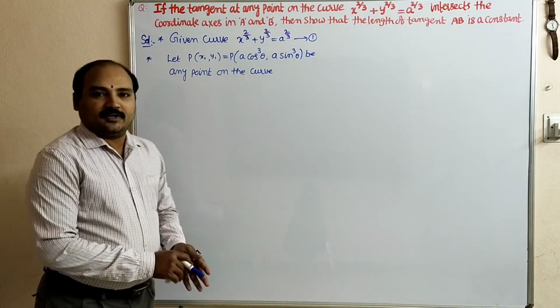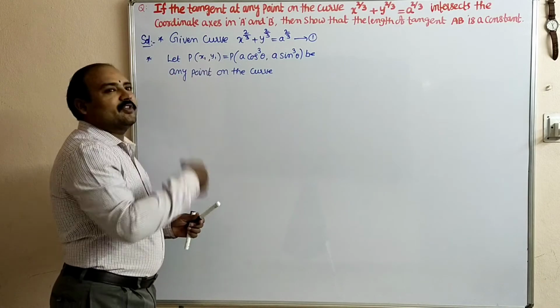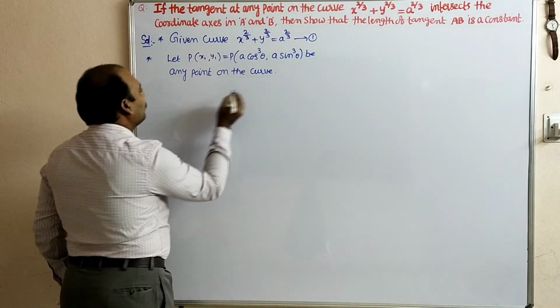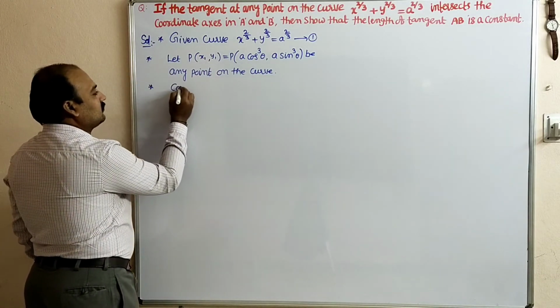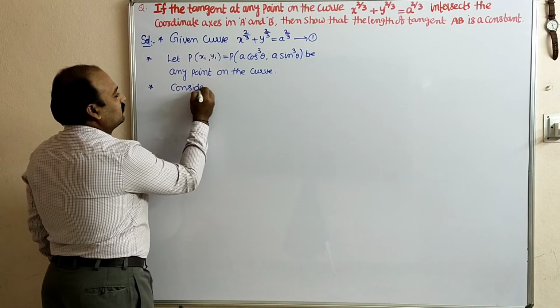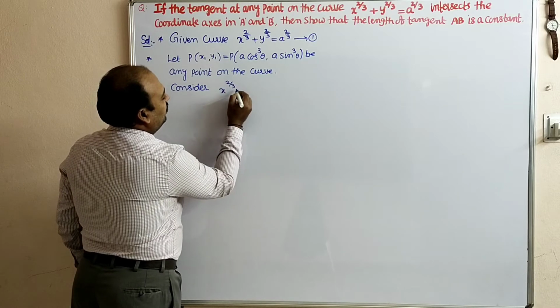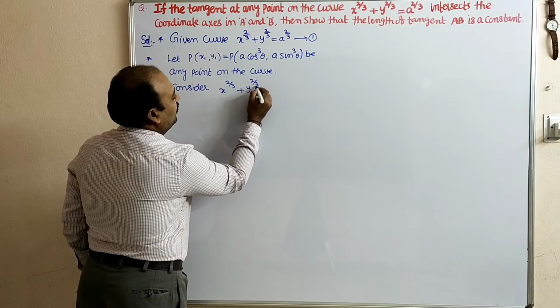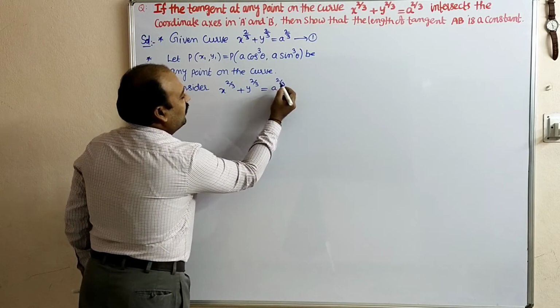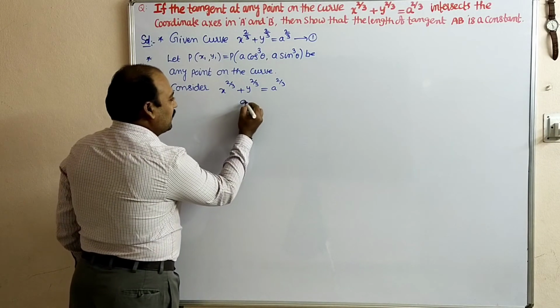After taking this point, you have to differentiate to get the slope of the curve. Consider x power 2 by 3 plus y power 2 by 3 equal to a power 2 by 3. Differentiate with respect to x.